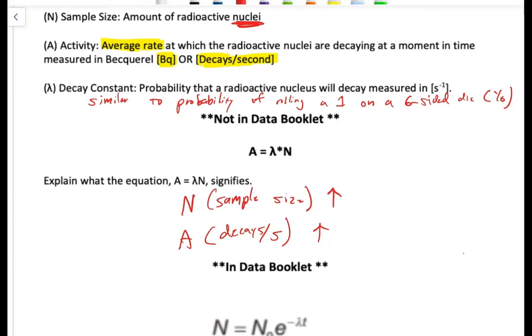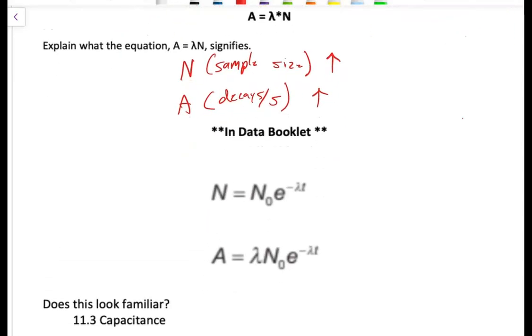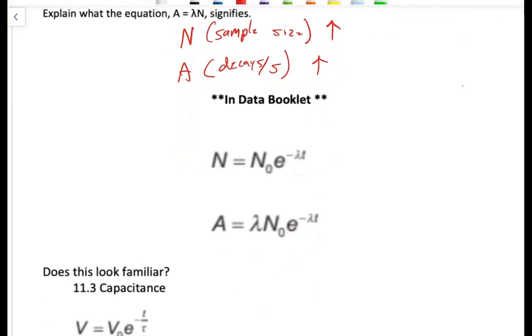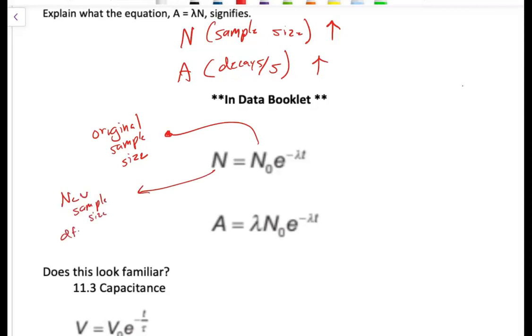Now, something that's in our data booklet are these two equations, which compare the sample size, our new sample size and our original sample size, based off of the decay constant. So the first one we're going to identify is N naught, which is the original sample size. This N is our new sample size after time t. e is Euler's number. And then you'll see two variables in here: the decay constant and time.